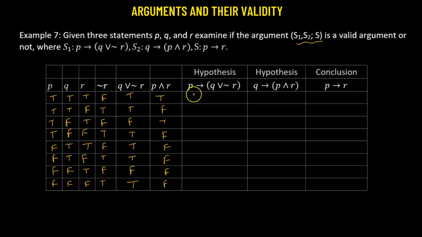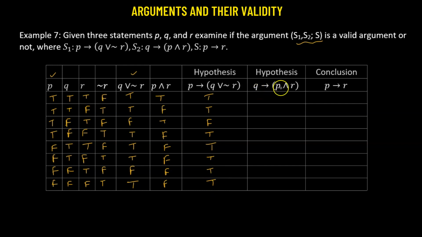Now let's come to the hypotheses. So our first hypothesis is statement 1. So if P, then Q or not R. So we will consider this and this. So if true, then true, so this is a true statement. If true, then true, so this is true. If true, then false, so this is a false statement. If true, then true, so this will be true. If false, then true, so this is true. If false, then true, so this is true. If false, then false, so this is true. If false, then true, so this is true.